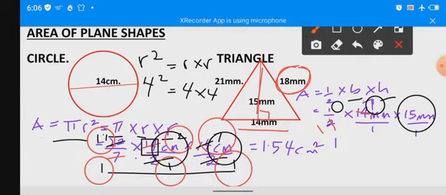So the area is equal to 105. We have millimeter here, and millimeter times millimeter gives millimeter squared. So we write 105 millimeter squared.